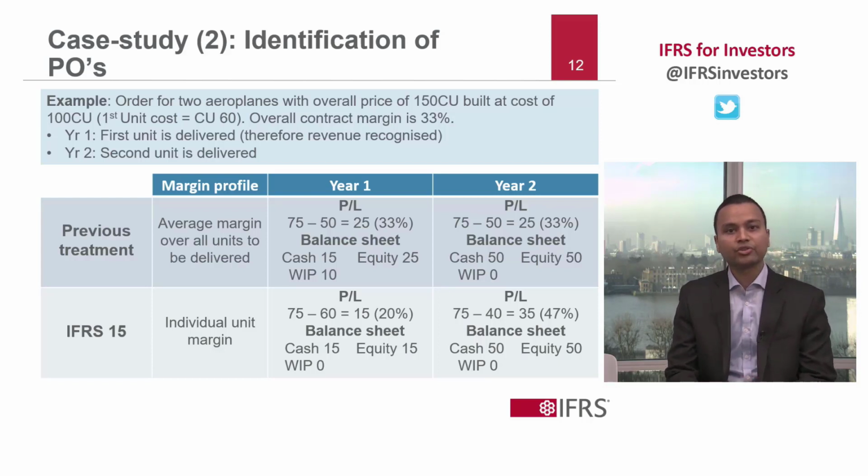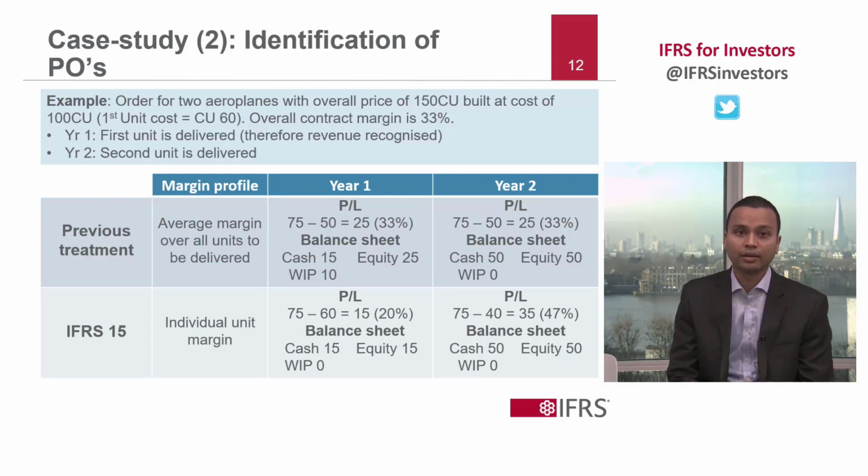Under the previous treatment, the company accounts for each plane on an average contract margin basis. So in year 1, revenue is 75 and expenses 50, even though the cash cost was 60 to build the first plane, which results in a margin of 33%. This shortfall in expense over cash cost of 10 is reflected in work in progress. The balance sheet has 15 in cash, 10 in work in progress, and 25 in equity at the end of year 1.